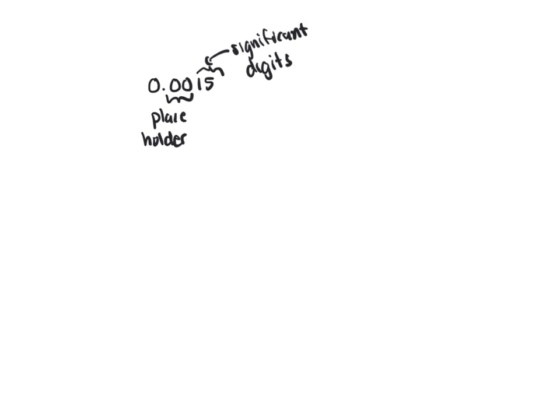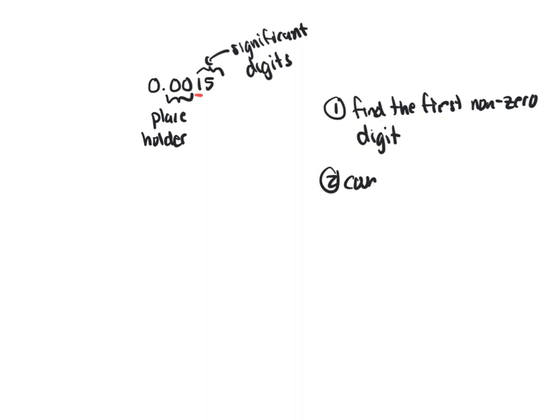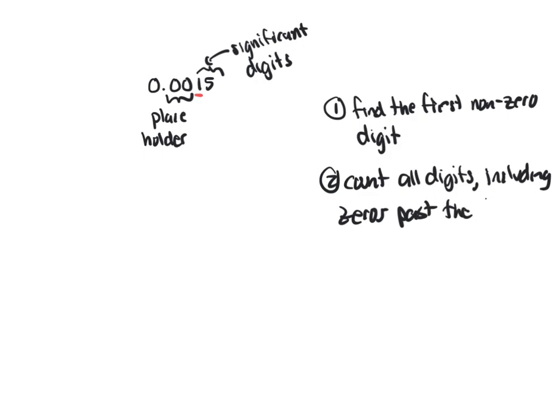So how do we figure out whether zeros are placeholders or whether they're significant? The easiest way to do that is to first find the first non-zero digit in your number. So in this case, 0001 is my first non-zero digit. So 1 is my first non-zero digit. And then I'm going to count all digits, including zeros, past the first non-zero. And so that is the number of significant figures I have.